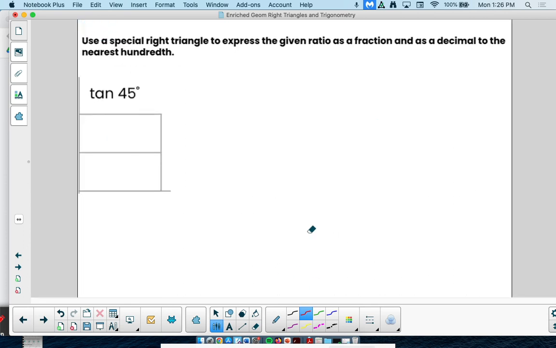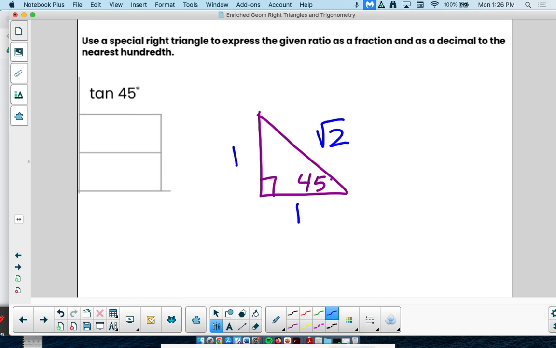Okay, now we're doing tangent of 45. So let's draw 45, 45, 90. So what would be the smallest whole number of a leg length we could have? 1. Our legs are the same. And then this would be root 2. Yep, perfect.